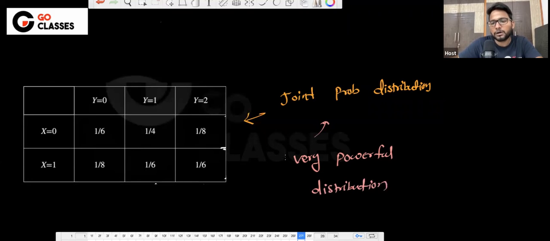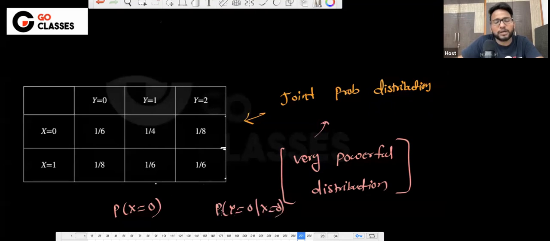It is so powerful that it can answer any question. If you want, it can answer the probability of X equal to 0. How? You can just marginalize. If you want, you can ask for any conditional probability or whatever type of probability comes to your mind, and it can answer that kind of question. Is this okay to everyone?